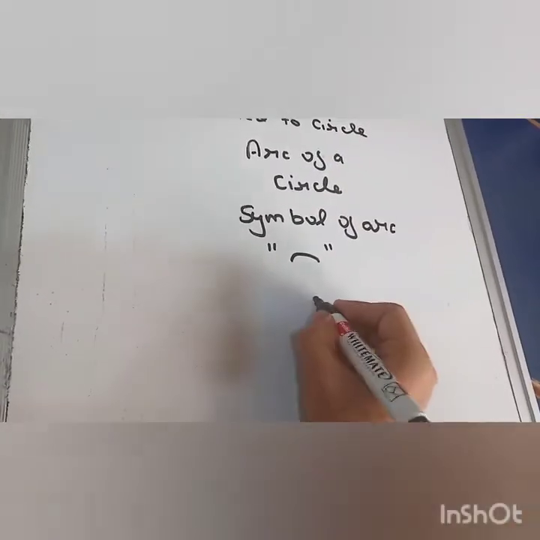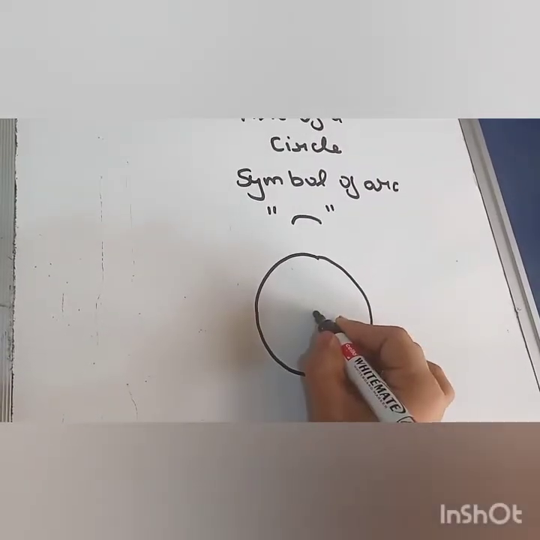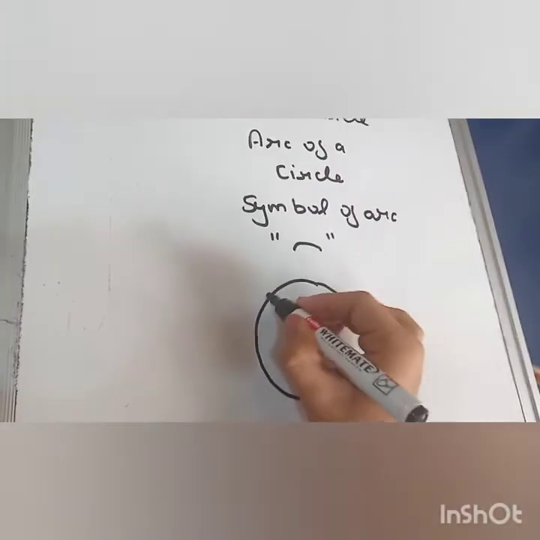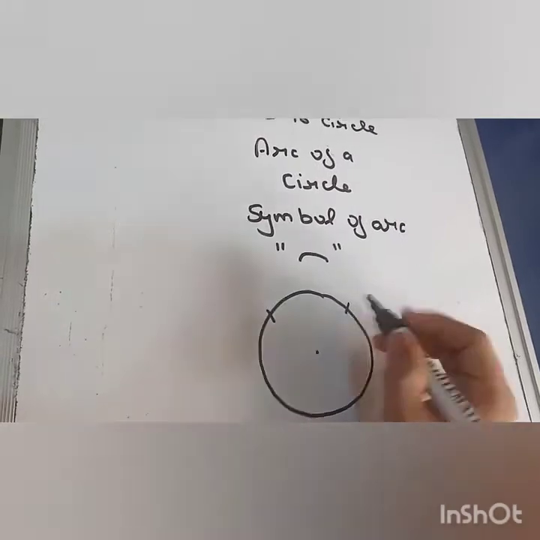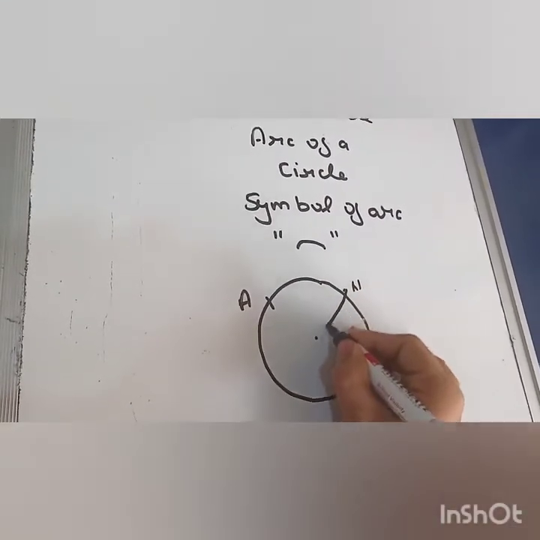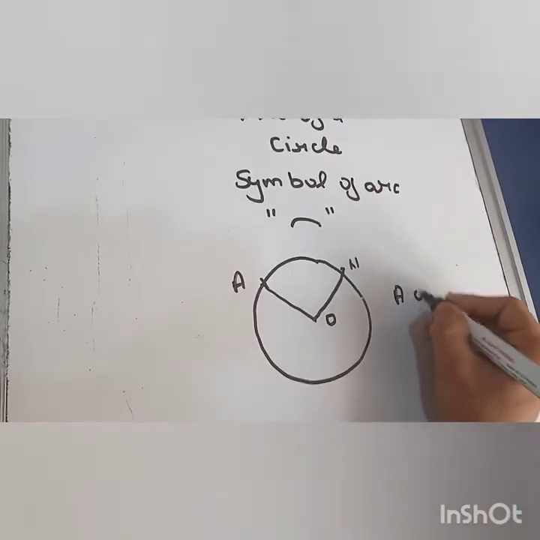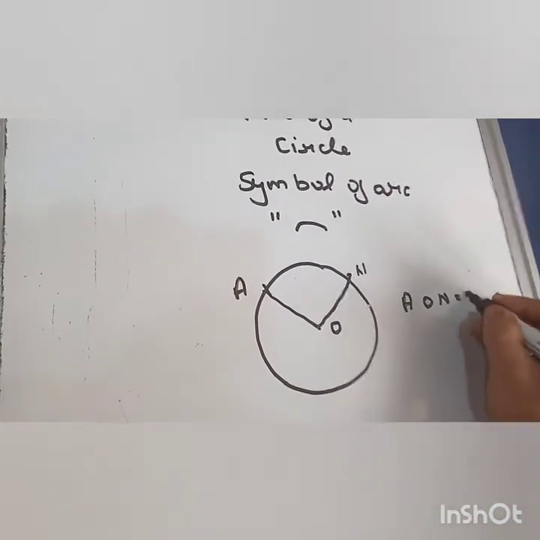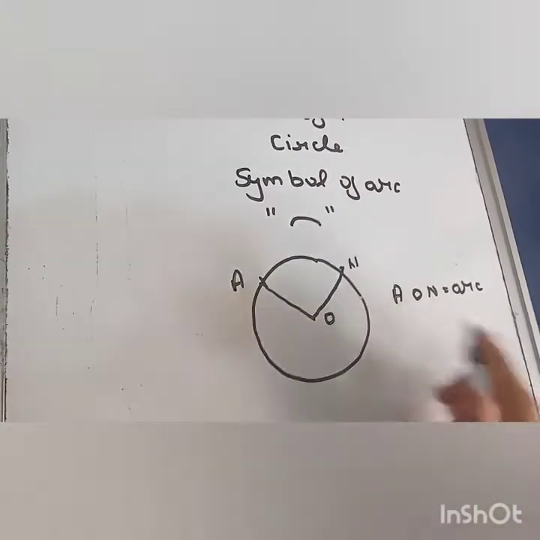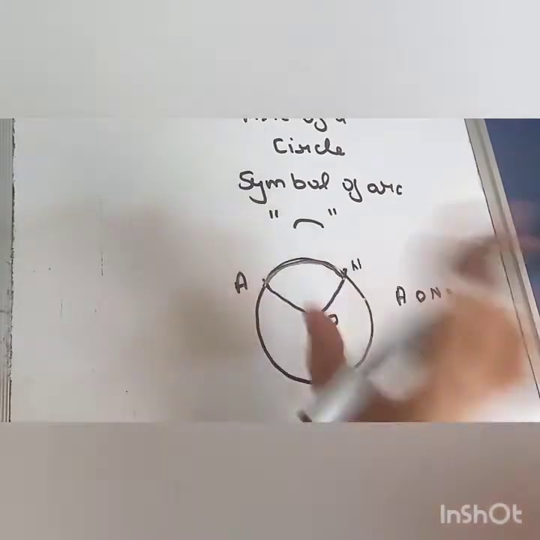Let's take an example. So suppose this is a circle, this is a point, and this part from here to here, it is known as A and N. Let's take this point, let's call it point O. So AON is equal to an arc. This part is known as arc.